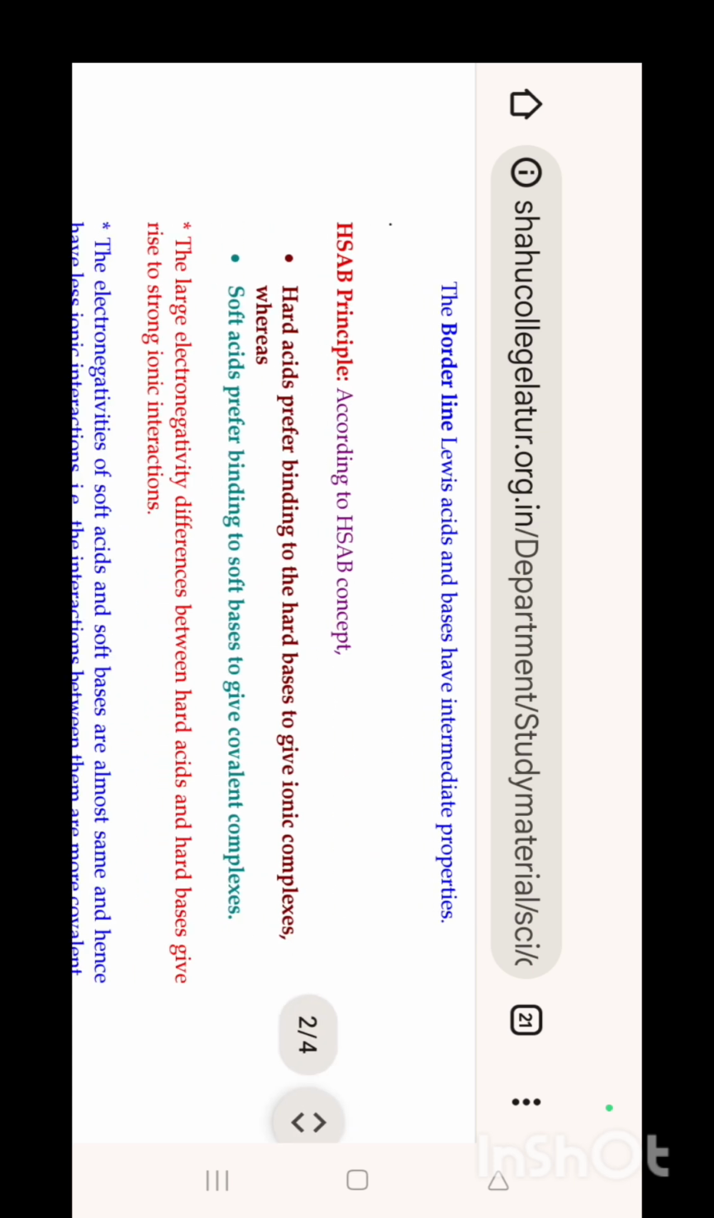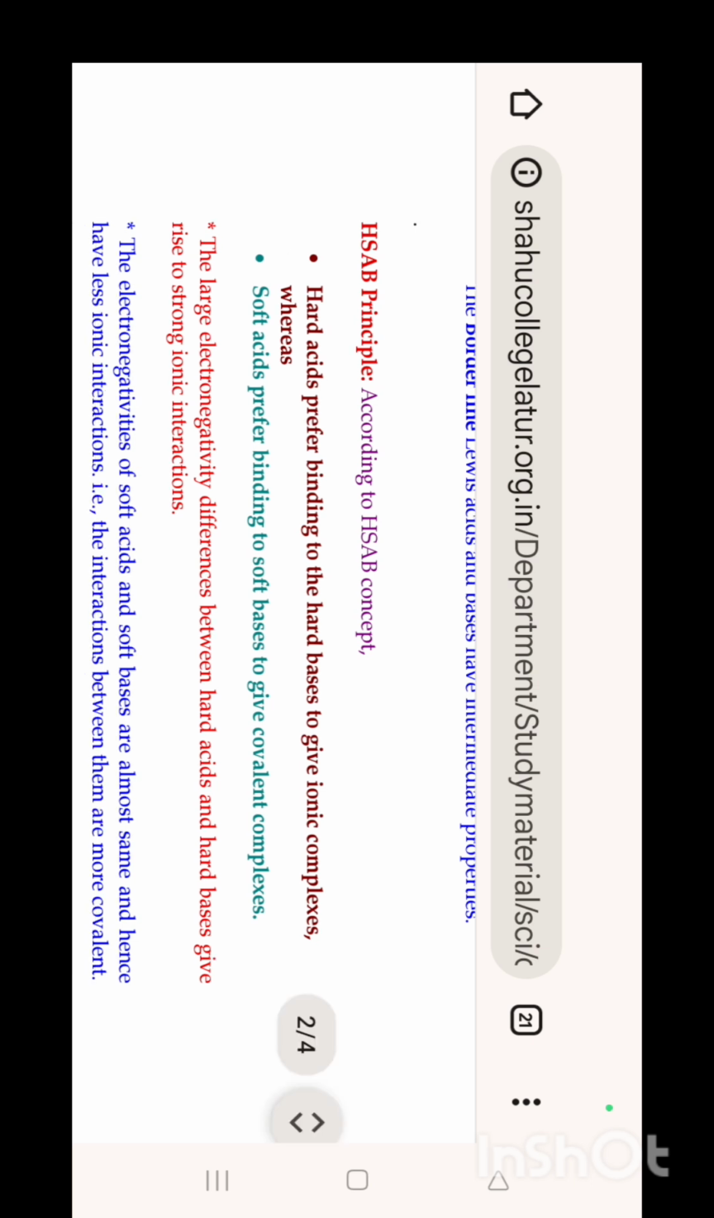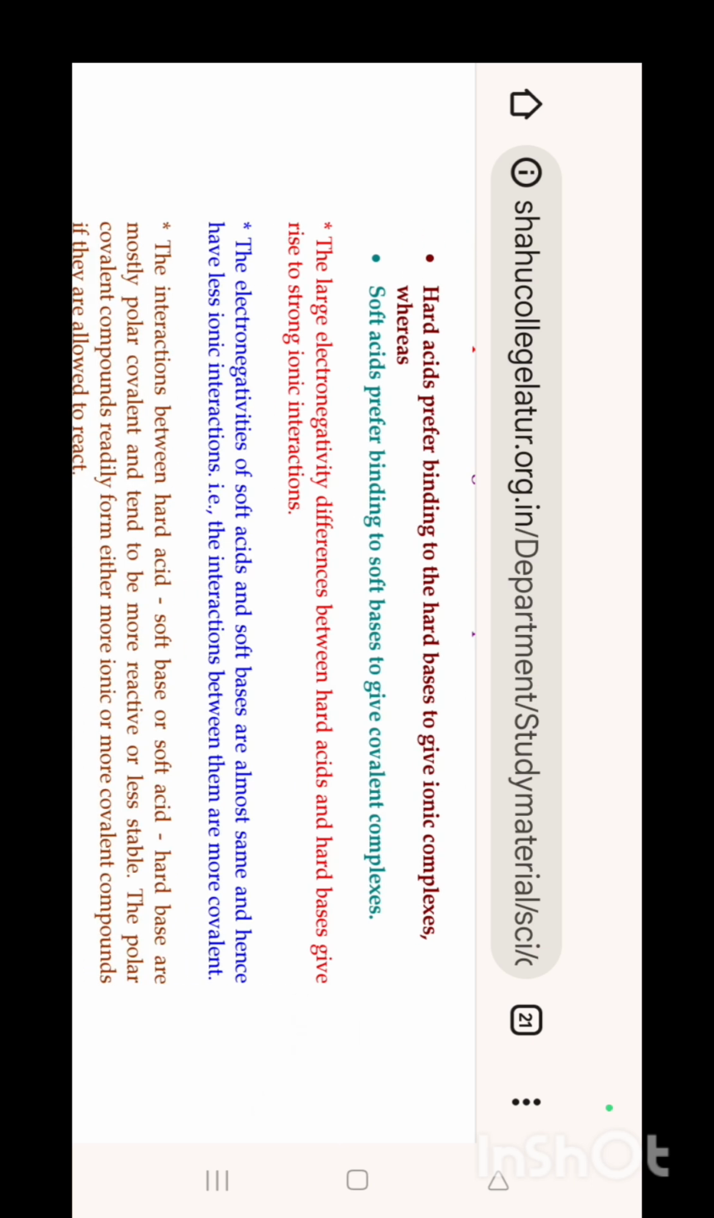The borderline Lewis acids and bases have intermediate properties. HSAB principle: according to the HSAB principle, hard acids prefer binding to hard bases to give ionic complexes, whereas soft acids prefer binding to soft bases to give covalent complexes. The large electronegativity differences between hard acids and hard bases give rise to strong ionic interaction. The electronegativities of soft acids and soft bases are almost the same and hence have less ionic interaction. That is, the interaction between them is more covalent.